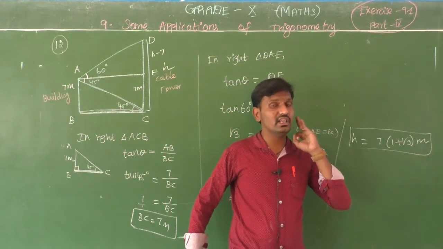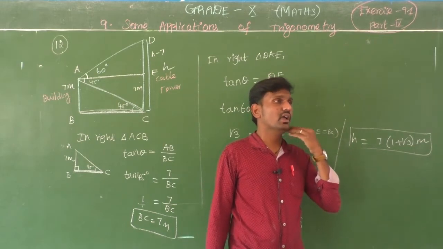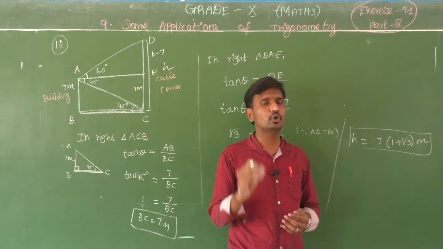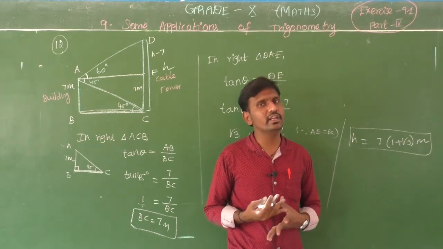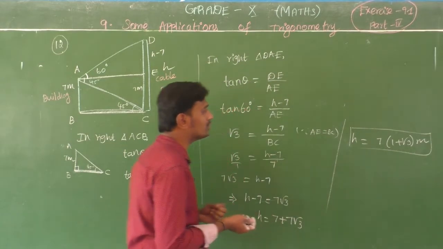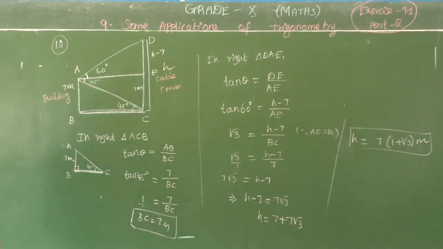Suppose in the question itself they have given, use root 3 equal to 1.73. Then you need to substitute the value of root 3 and simplify the final answer to get the height of the cable tower. Here nothing is given, so we don't want to do anything. Okay, yes.